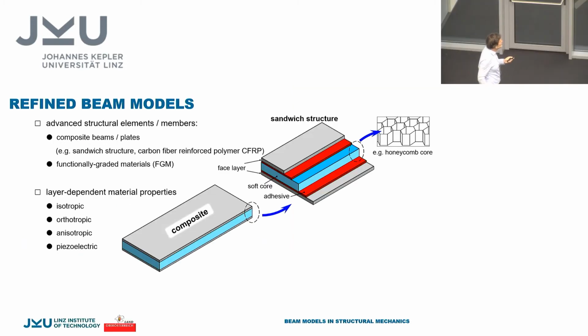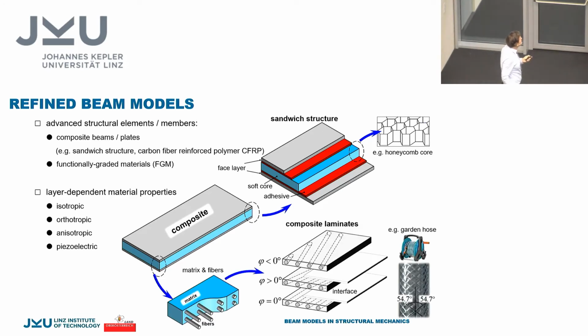Here we have a so-called soft core, and this soft core is surrounded by two very hard face layers, and these face layers are responsible for the stiffness of the structure. And the soft core is often realized, for example, in the shape of a honeycomb core. So these are very thin plates whose only task is to keep the face layers at a certain distance.